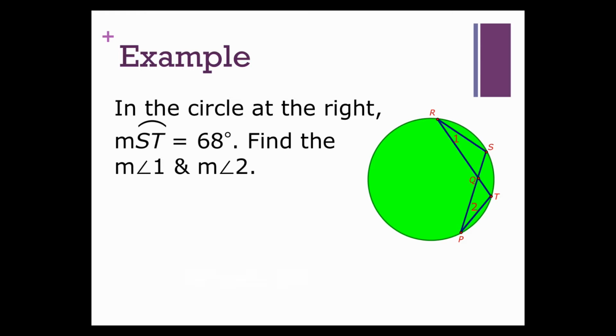34. Why? Because it's the same thing as 1. The intercepted arc of angle 2 is ST, so it would be 34 since it's half. Wunderbar. Well done. What if I put in angle 3?